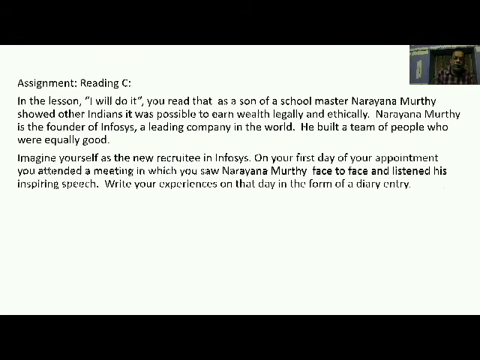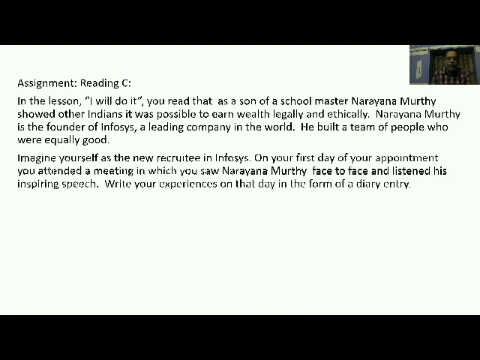Now let us move on to reading C, I Will Do It. As you know, this reading C is about the life of Narayana Murthy. So what is the question you have to answer here? In the lesson, I Will Do It, you read that as a son of a schoolmaster, Narayana Murthy showed other Indians it was possible to earn wealth legally and ethically. Narayana Murthy is the founder of Infosys, a leading company in the world. He built a team of people who were equally good.